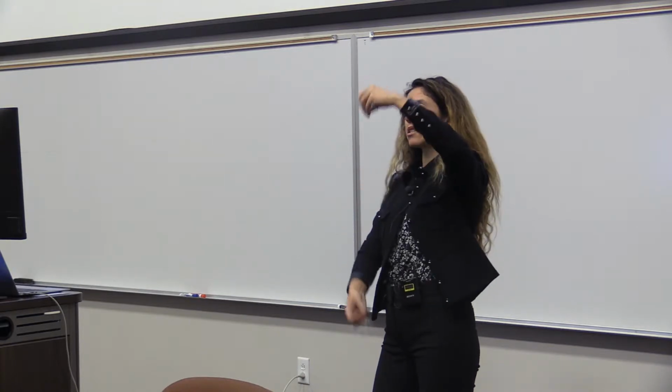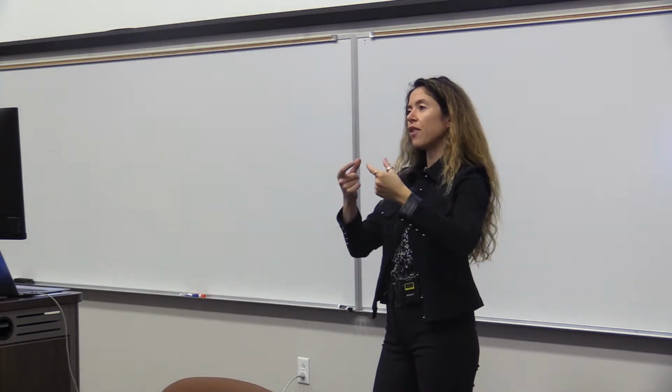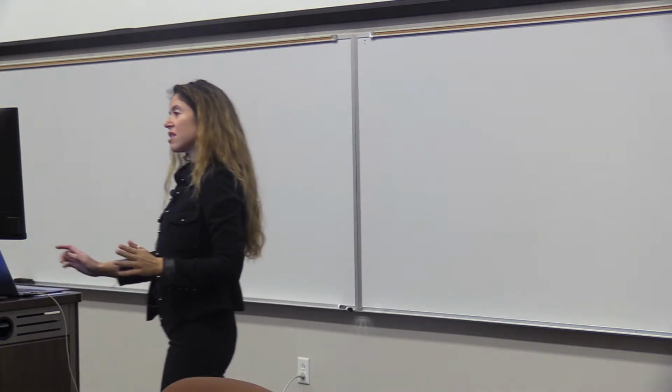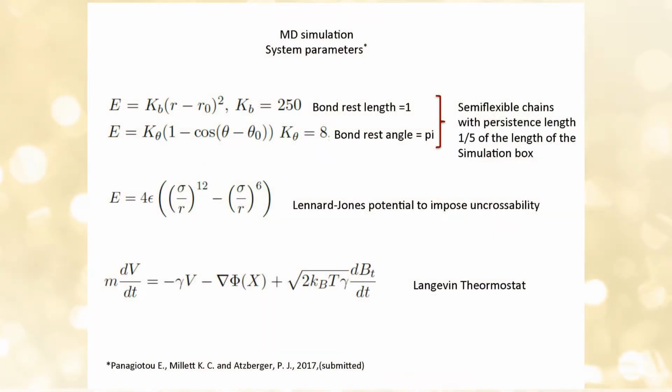We will do a simulation in the case where the chains extend to infinity, and in the case where the chains are finite, and actually very short. So chains in polymer physics are in a gray zone of not yet in the entangled regime. These are some simulation parameters. We will have harmonic bonds and harmonic angle constraints, so semi-flexible chains, a Lennard-Jones potential to impose uncrossability, and a Langevin thermostat. We will be using LAMMPS for the simulation.